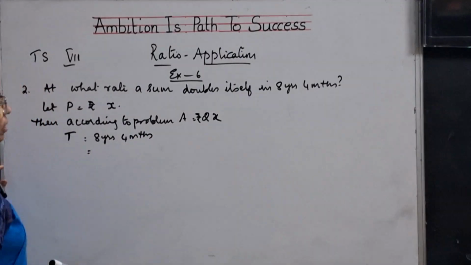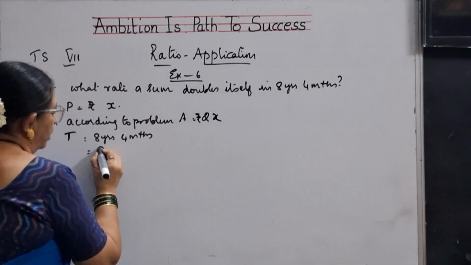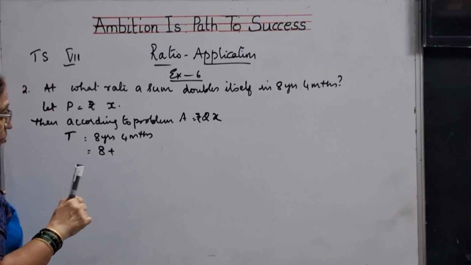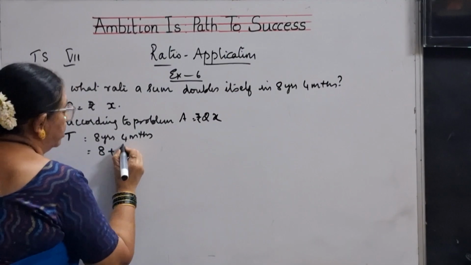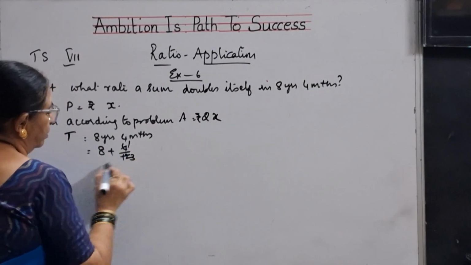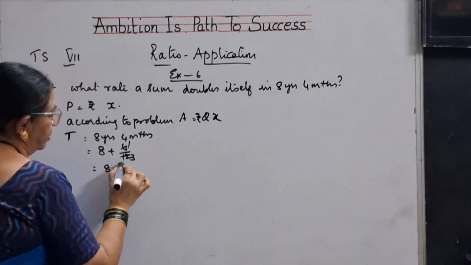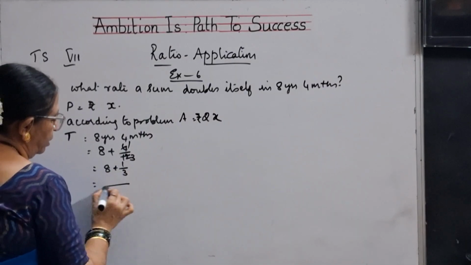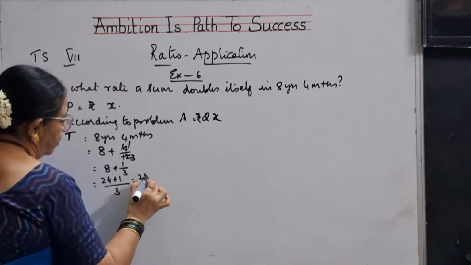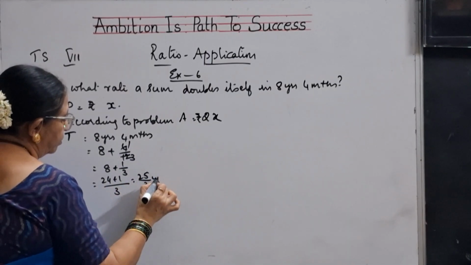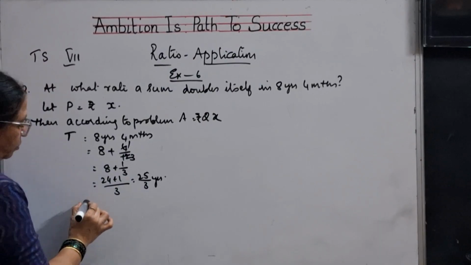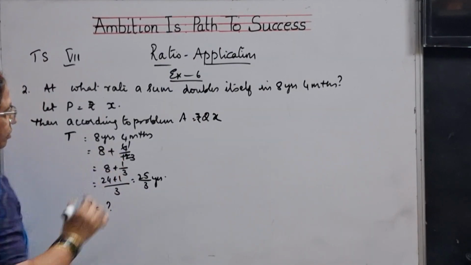So totally you have to convert it into years. That is 8 years plus 4 months. What does it mean, children? 12 months make 1 year, so 4 months means 4 by 12, that is 1 by 3. So 8 plus 1 by 3. 3 is the LCM. 8 threes are 24 plus 1, 25 by 3 years. Time is 25 by 3 years. You need to find out what is rate.